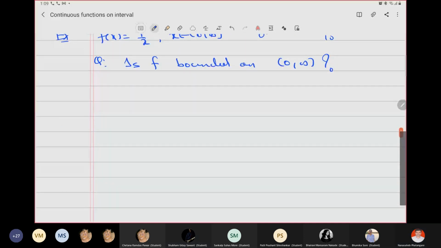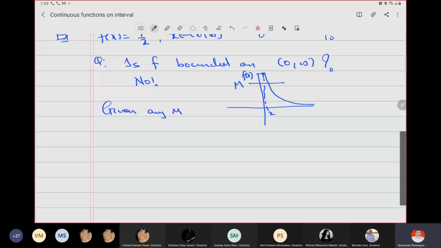No, sir. Because if you see the graph of this function on 0 to infinity, if you put any M, I can give you x which is close to 0 so that f of x is greater than M. So given any M, there exists x. For example, suppose somebody says that 2000 is a bound. Is it true? Why is it not true?